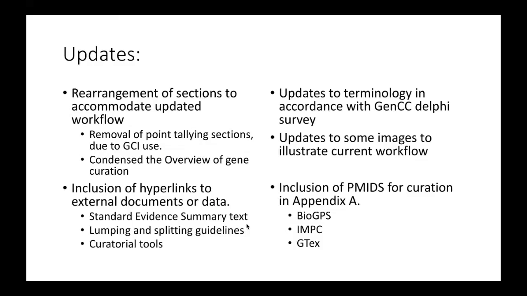This could help with the standard evidence summary text, as well as lumping and splitting guidelines and curatorial tools in general. We did give some updates to terminology, and this was in accordance with the GenCC Delphi survey. And we also have updated some of the images to illustrate our workflow, as well as some PMIDs that could be really important for curation in Appendix A.